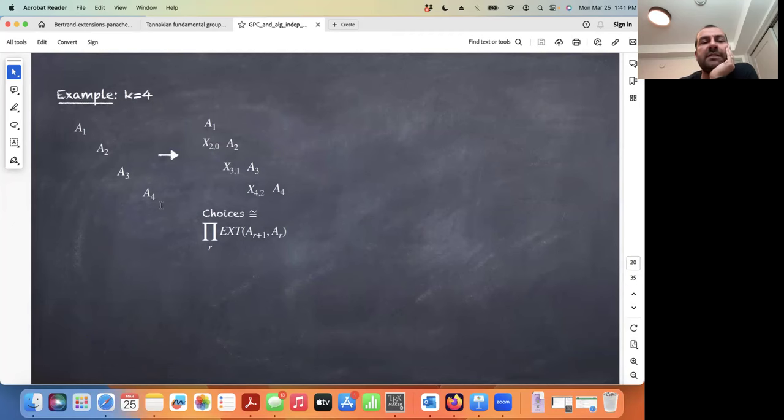So first I start with just the A's. Then I form the diagram right below that. Each of these will be an extension: this would be an extension of A2 by A1, this is an extension of A3 by A2, and this will be an extension of A4 by A3. How can I complete this to this? What are my choices? Well, it would be the product of these X's, and these are capital Ext. I haven't modded out by any relation. This is just the collection of all extensions. So that's for the second diagonal.